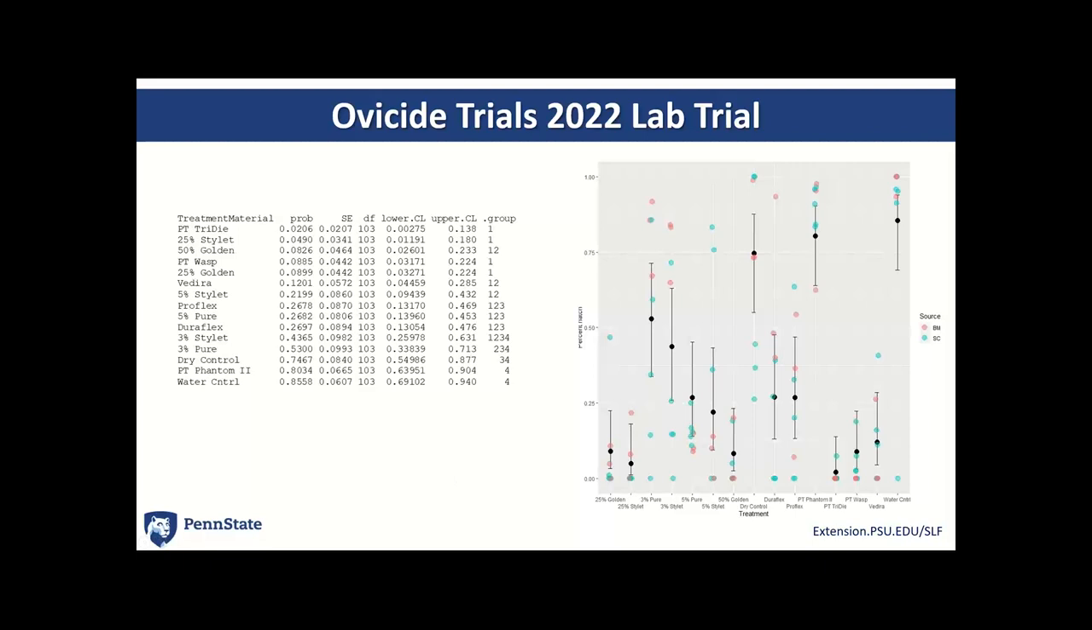Again, another trial, lab tested from two different locations. Again, we have that variability. We can see as little as 2%. This is way off label. I would never go out and use that, but we're just trying different chemicals, different methodologies. But even up at what is labeled, we get a 21% hatch rate versus water control and dry control at 75, 85.